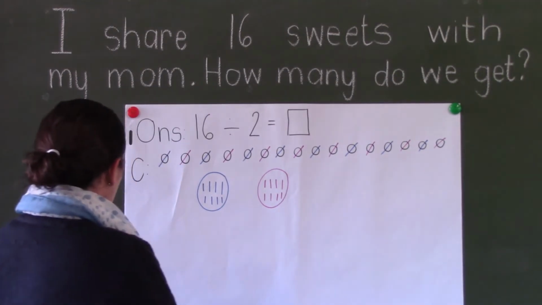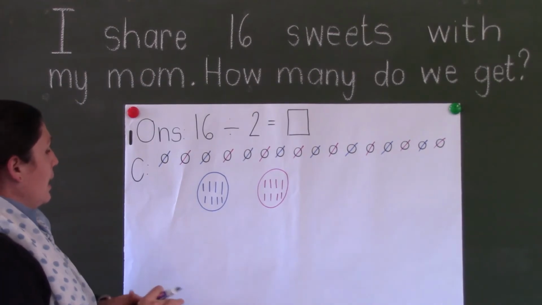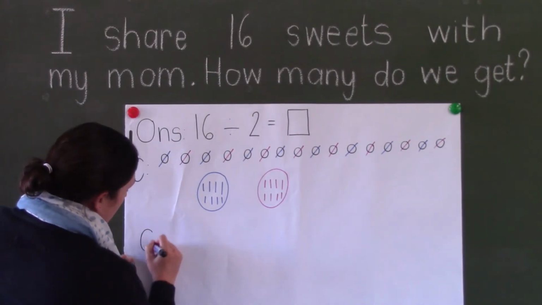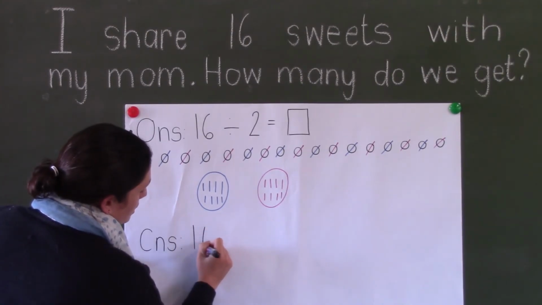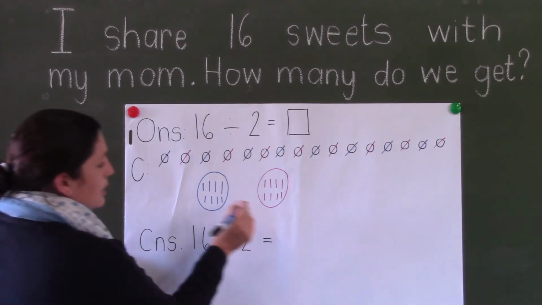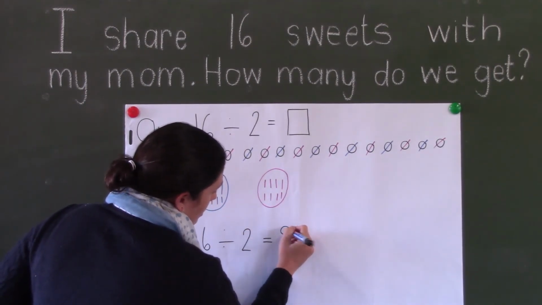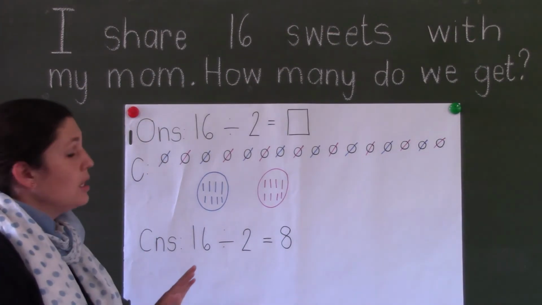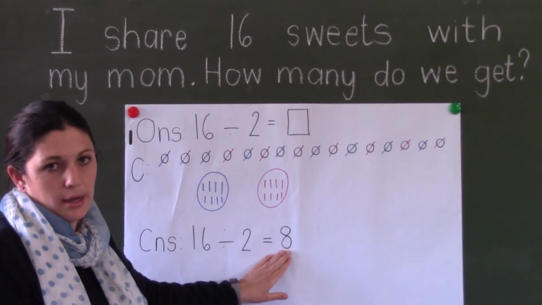So now we go back to our sum over here. And now we know our closed number sentence is going to be 16 sweets shared between 2 people means that each person got 8 sweets. And there were none left over in this case. So however many is in each group is how many each person got here.